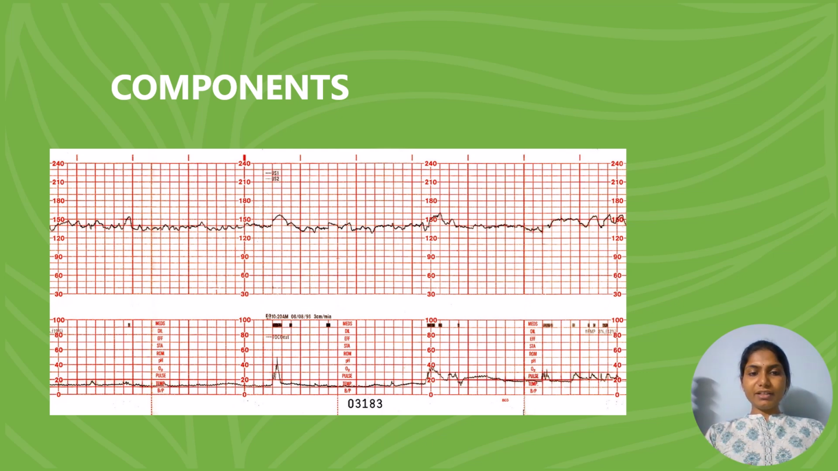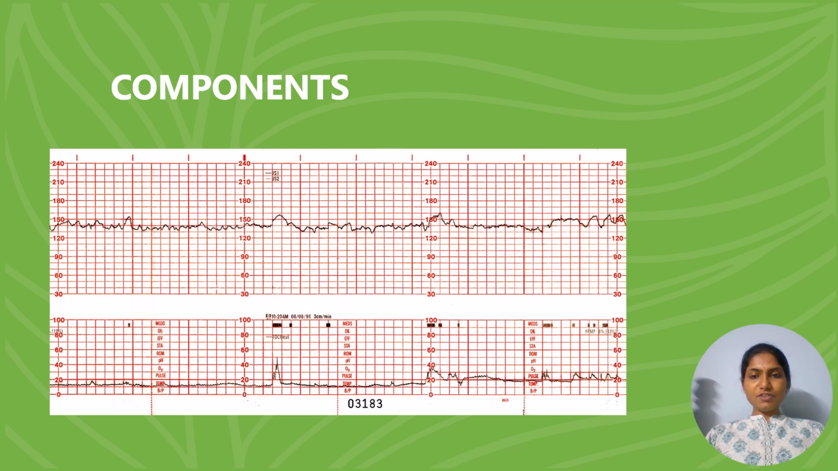And the second one which we discussed is the beat to beat variability. So one beat we mark, the next beat we mark. So what is the beat to beat variability between them? It should be between 5 to 25 beats per minute.